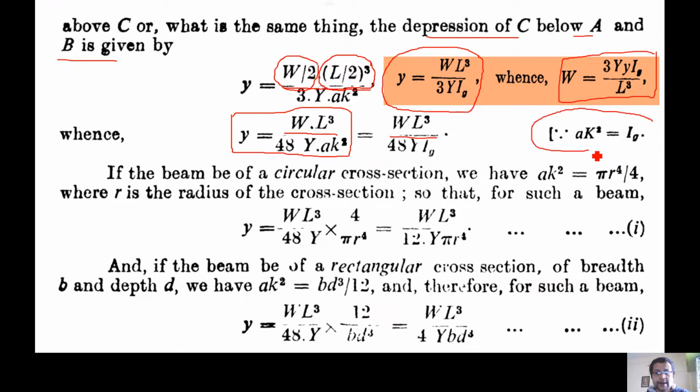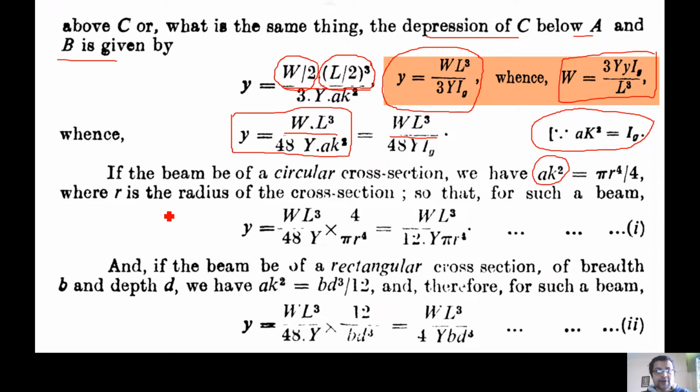So Ak square, that we already mentioned, is a geometrical cross section term. And what kind of geometrical cross section do you have, whether it is a circular cross section or a rectangular cross section, depending on that, the value of Ak square is going to change. A is the area we mentioned, and k is the radius of gyration.